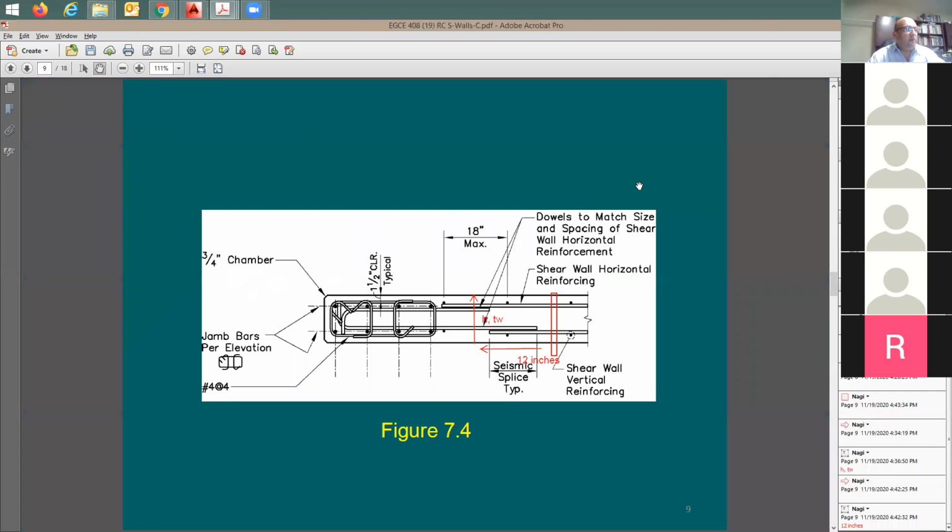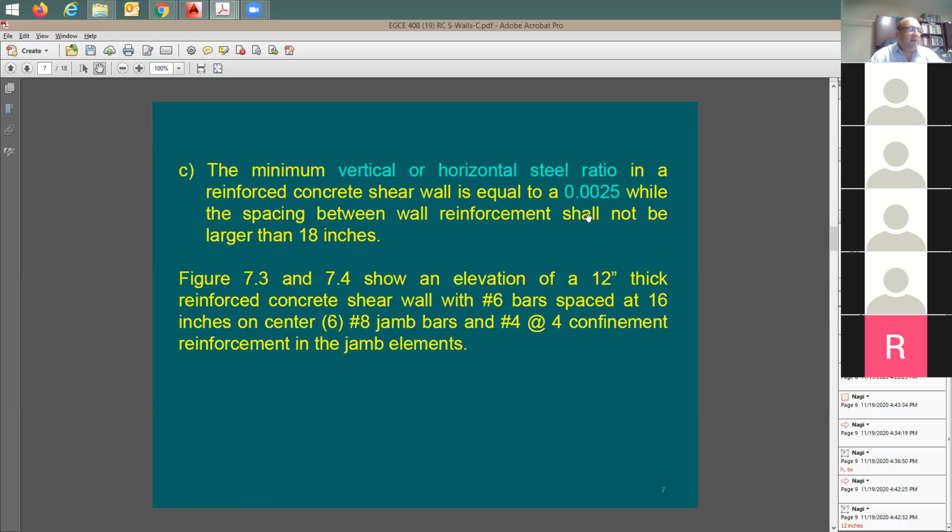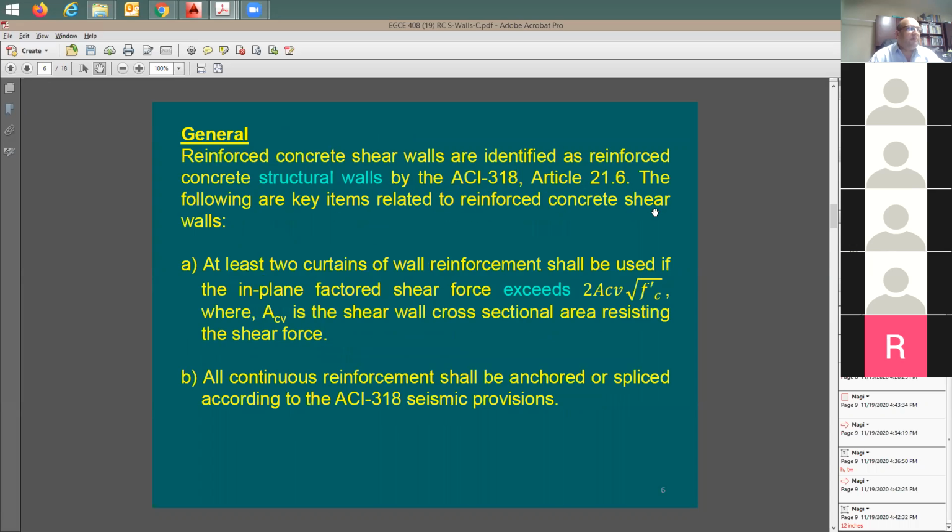Let me look here at the shear wall section and see the minimum. I just want you to see this. For the shear wall reinforcement, it says rho minimum in both directions, vertical and horizontal, is going to be 0.0025. So for longitudinal and transverse, it's just one value, 0.0025. They make it simple for us here. If you really want to use this for shear walls, the vertical or horizontal steel ratio is going to be 0.0025.